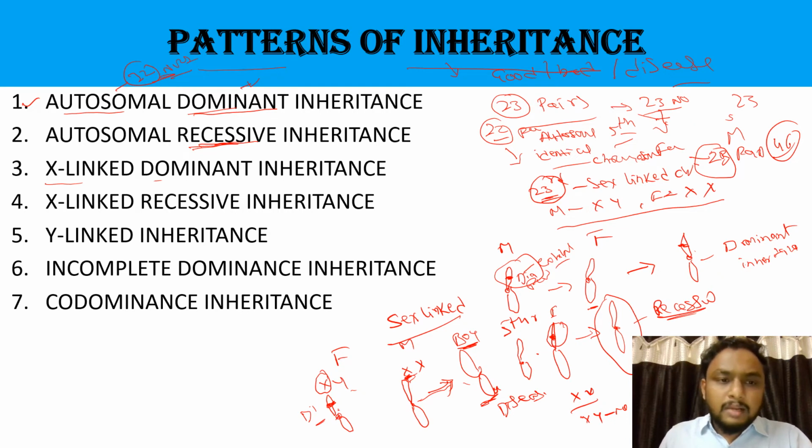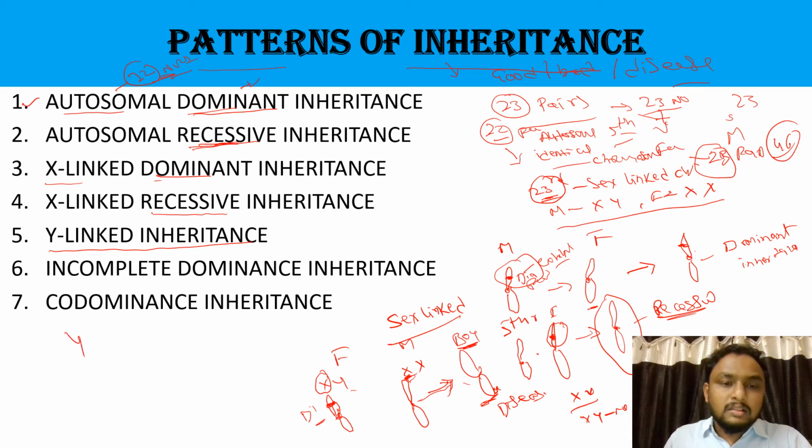Same as in autosomal, if the mutant chromosome is passing to the offspring and it is showing the characteristics, that is dominant, and when the mutant chromosome is passing and it is not showing this character, then it is recessive. Same like autosomal.